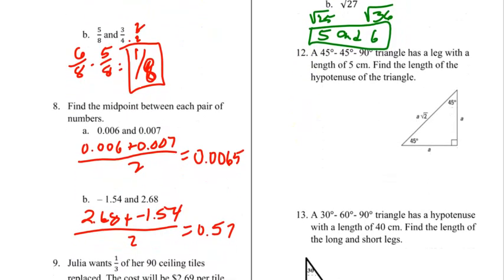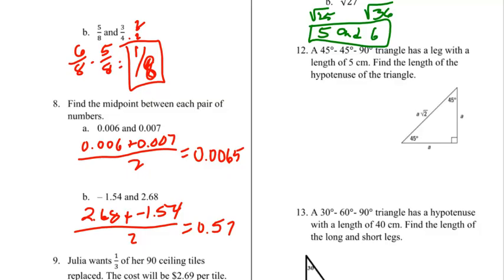Question 12, a 45, 45, 90 triangle has a leg with a length of 5 centimeters. Find the length of the hypotenuse of the triangle. So the length of one of the legs is 5, so A is going to be 5. Now if you look at the leg compared to the hypotenuse, if the leg is A, the hypotenuse is A times the square root of 2. Since A is 5, the hypotenuse is going to be 5 square root of 2.